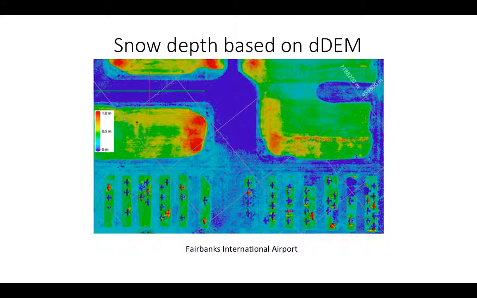So this is another image of what you would get. This is of Fairbanks International Airport. This is the difference DEM, where you can see the blue is the runways where it's been cleared off consistently, but then you can see the buildup of snow in the areas and the differences. Specifically, you can even see the planes that have moved based on the differences in the two DEMs. So you can see the higher buildup of snow there in red, and then in the middle the yellow and green, and then the areas that have been cleaned off, obviously the blue.